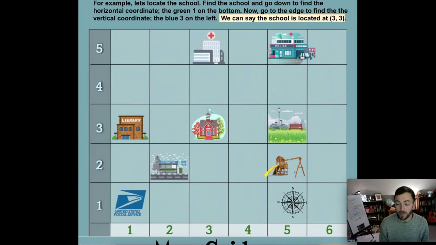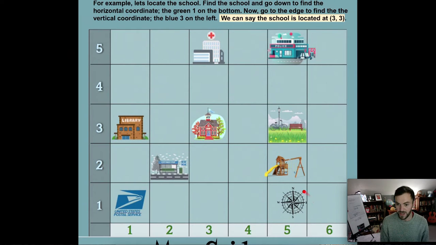These numbers, when we put them together, are called coordinates. We use coordinates to locate a place on a map. Now, when referencing a location on a map, you should list the number running horizontally first. Remember, horizontal means left to right, like the horizon. And that number tells us how far east or how far west something is.